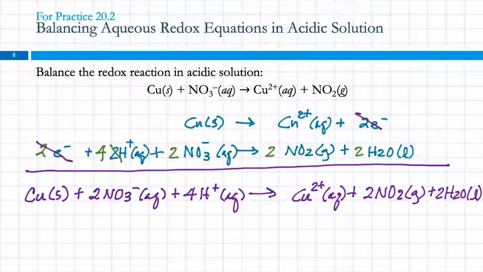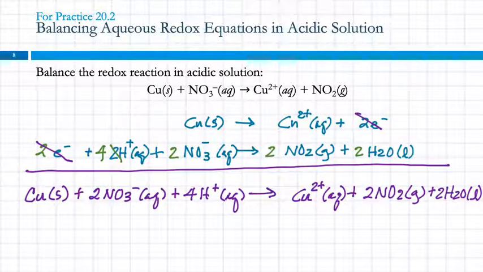And the next thing we're going to do is learn how to balance this in a basic solution, which is one more step, but then we end up with lots of water molecules all over the place, and so we have a lot of those to cross out. Any other questions about this one?